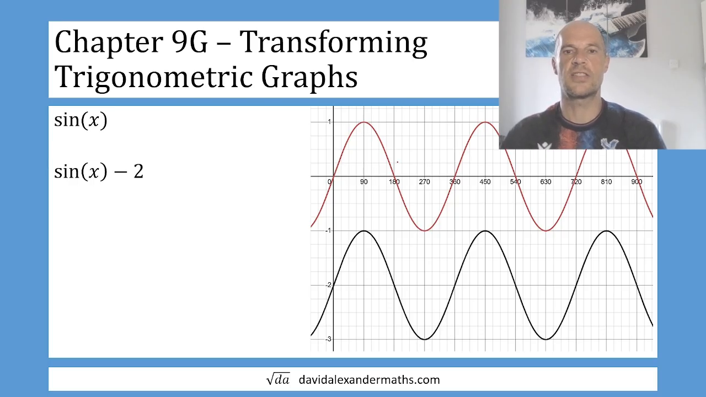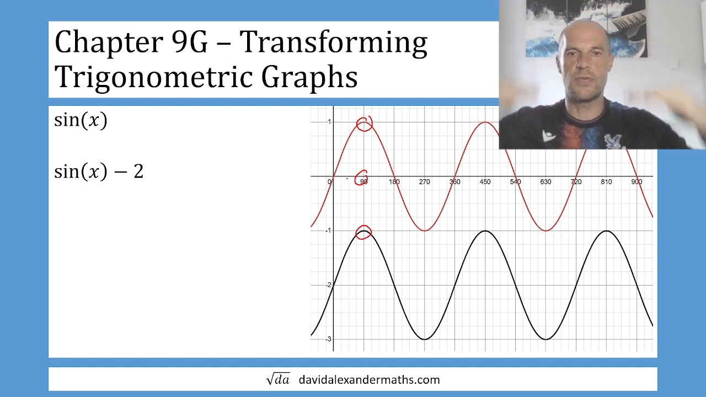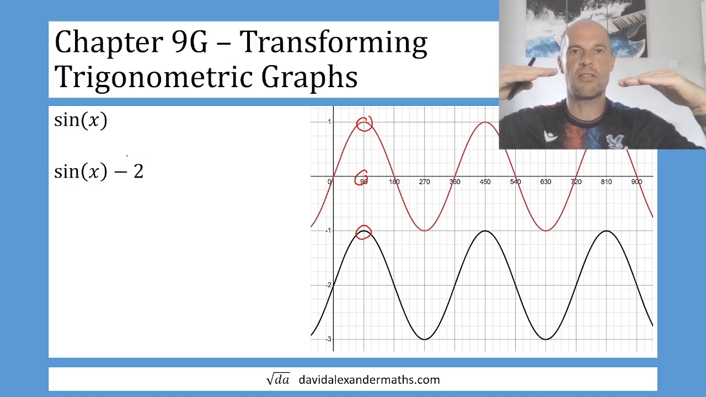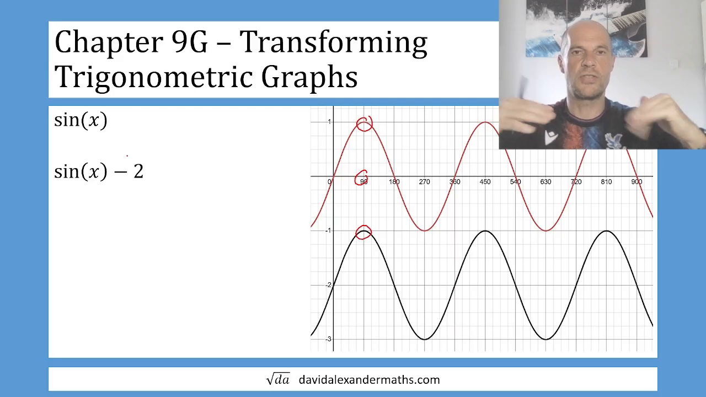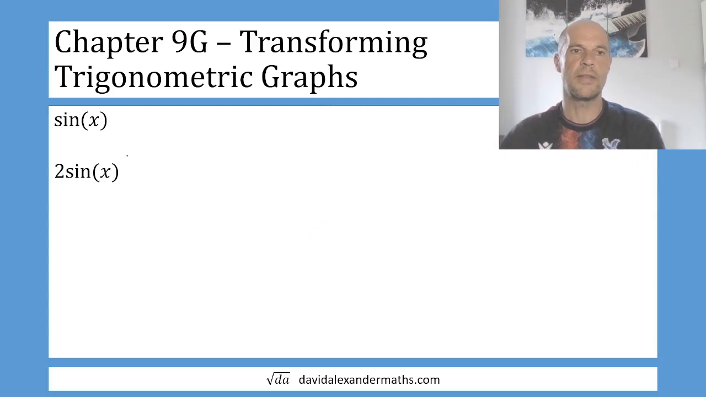This red line is the sine of x, and if we just take a random point like here, this maximum point is just going to be moved down 1, 2. So instead of it being 90 degrees, 1, it's 90 degrees, minus 1. So all it is is a vertical translation. The entire graph is just moving down 2 units. So when it's the sine of x and then you've got plus or minus something, just remember that's the sine graph just being shifted upwards or downwards. Really, really easy to deal with.